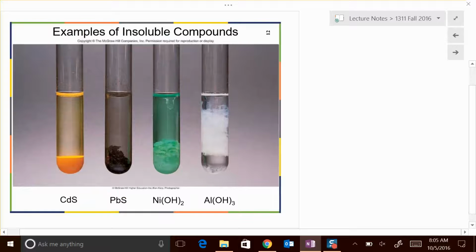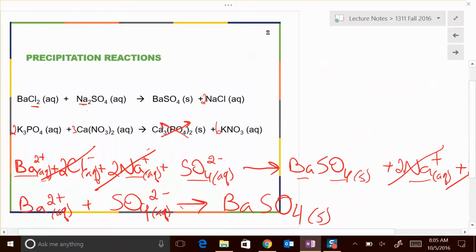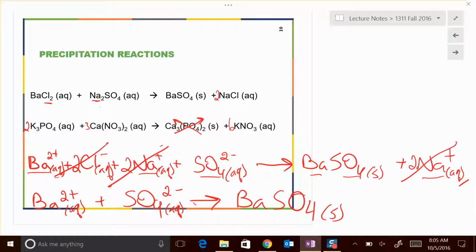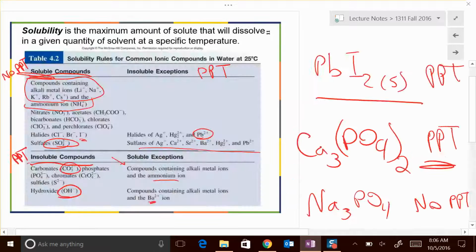So net ionic equations, if you remember, we write those by writing out the equation in its ionic form, and then we cancel everything that is the same on both sides of the reaction. Okay, so that's the ionic equation. This is the net ionic equation. This one shows what actually happened. Barium and sulfate found each other and became barium sulfate. The sodiums and the chlorines, they just remained aqueous. So they just remained dissolved in the solution. So they're not going to actually participate in the reaction.